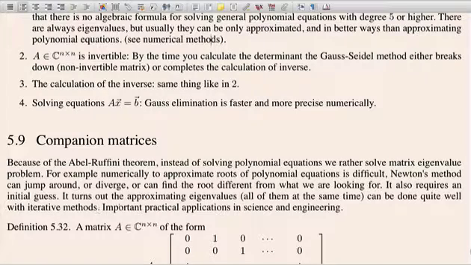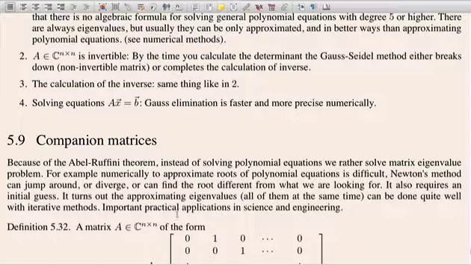So for example, numerically approximating roots of polynomial equations is difficult. You might remember using Newton's method. It can jump around, it can diverge, or it can find a root different from what we are looking for. There are many problems with Newton's method. There are some improvements, but still it's not easy. It also requires an initial guess, which can be hopeless in practice again.